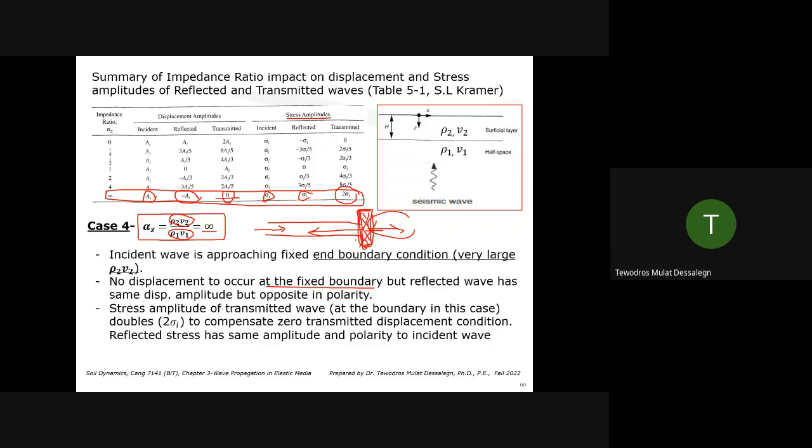Remember, when it is a free end or ground surface, it was 0. When you fix it, if a wave comes, it creates a large stress, it doubles. So no displacement occurs at the fixed boundary, but the reflected wave has the same displacement amplitude but opposite polarity. The stress amplitude of the transmitted wave at the boundary in this case doubles. That's what we discussed, to compensate for the zero transmitted displacement condition.